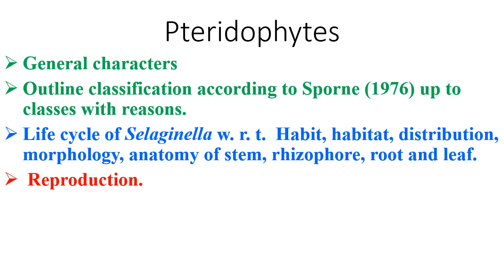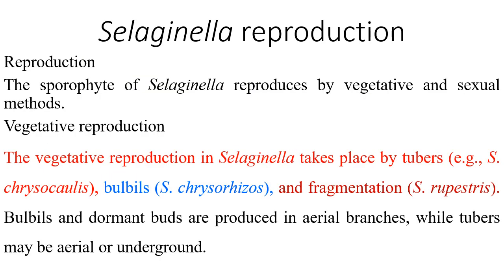Hi students, in the very first video we have gone through the general characters of pteridophytes as well as outline classification as per spawn. In second video we have learned about morphological and anatomical characteristics of Selaginella. In the third video we will learn about reproduction in Selaginella. So let us begin with the reproduction of Selaginella.